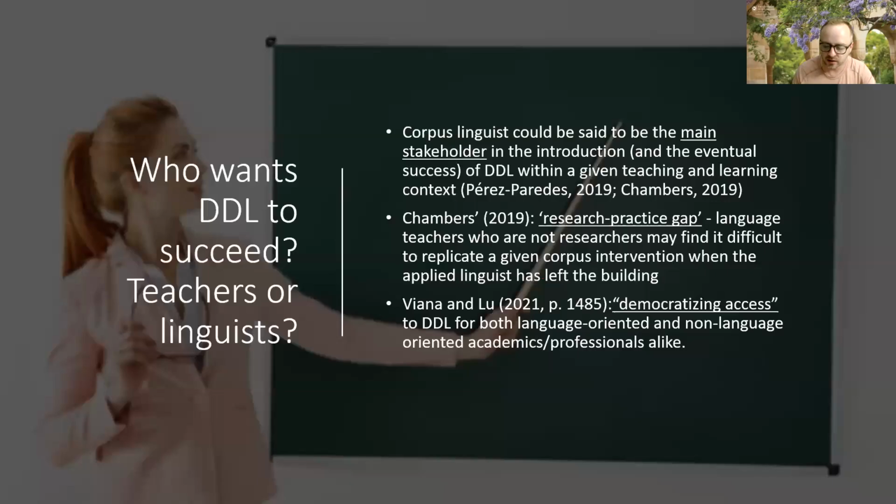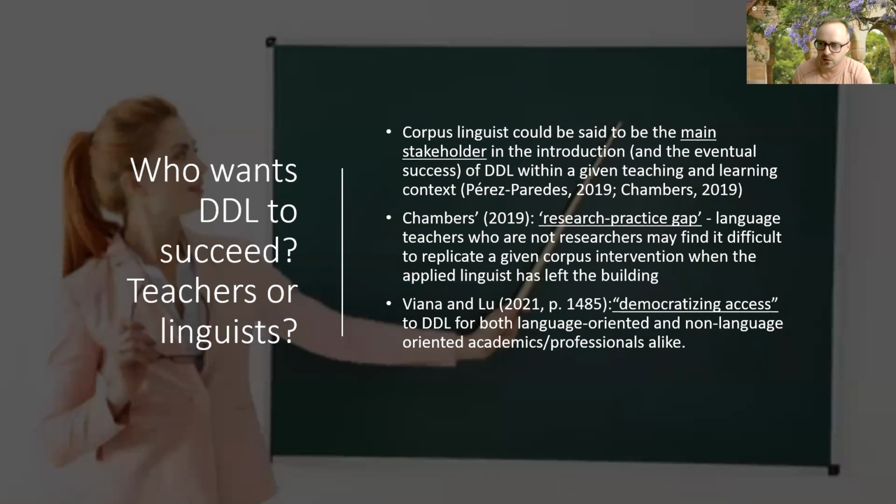I already mentioned that an additional but equally important problem is that in the vast majority of the teacher training interventions reported for DDL so far, the corpus linguist, i.e. people like me, are the people who are the main stakeholders in the introduction and the eventual success of DDL within a given teaching learning context. In particular, Angela Chambers' study in 2019 reveals what she terms a research practice gap, where language teachers who are not researchers find it difficult to replicate a given corpus intervention when the applied linguist has left the building.